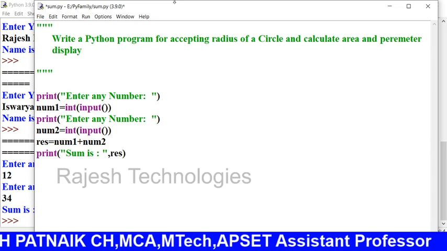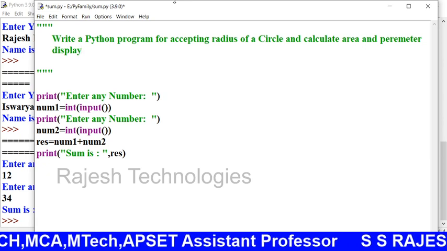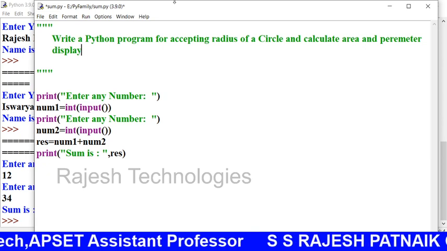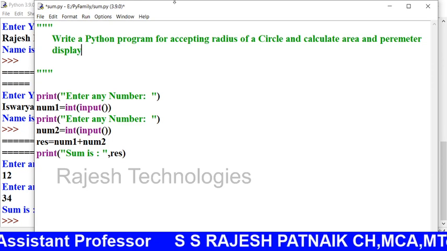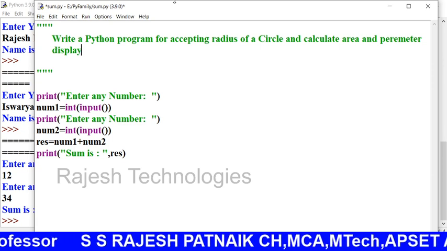Tell me, Vinesh. Yes, pi r square is the formula. So what is the problem?